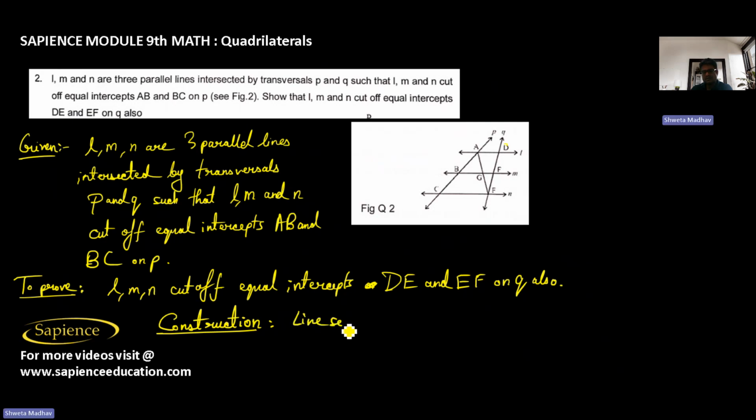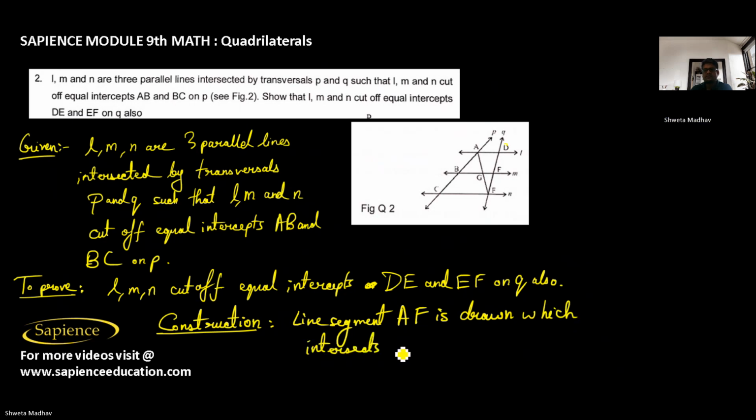The line segment AF is drawn, which intersects BE at G. Then we'll write the proof.